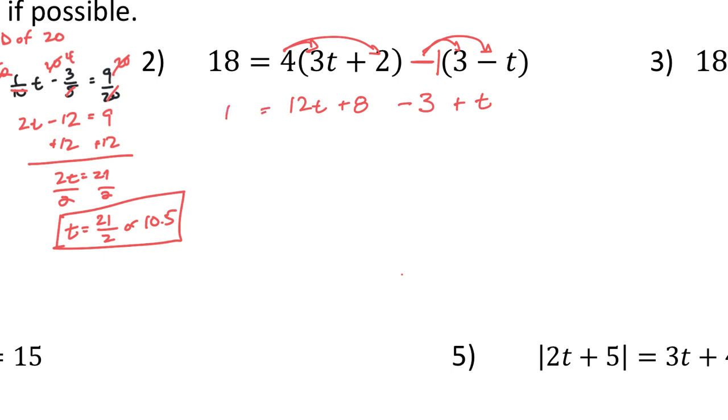Now this side, we didn't do anything with it. So now, on the right-hand side of my equation, I have 12t and t, which are like terms, plus 8 and minus 3 are also like terms. So we're going to combine those like terms together. These two combine to make 13t. These two right here combine to make positive 5, or plus 5. Again, haven't done anything on the left-hand side.